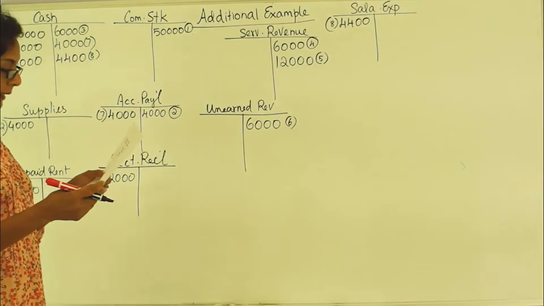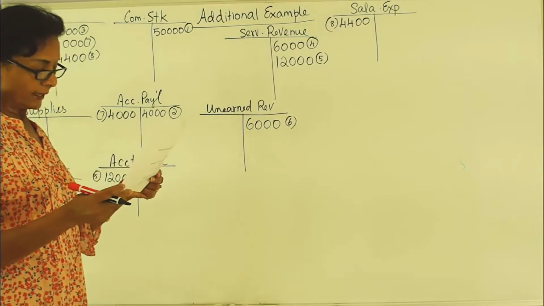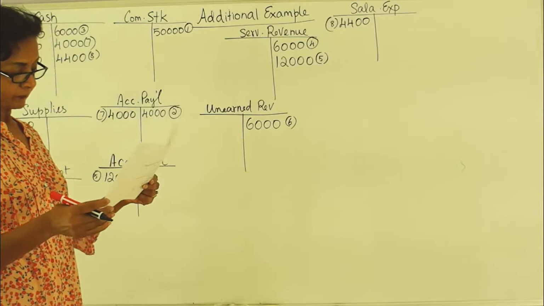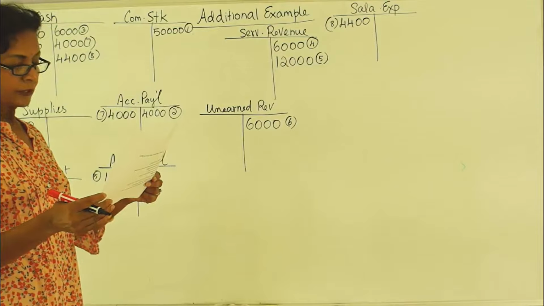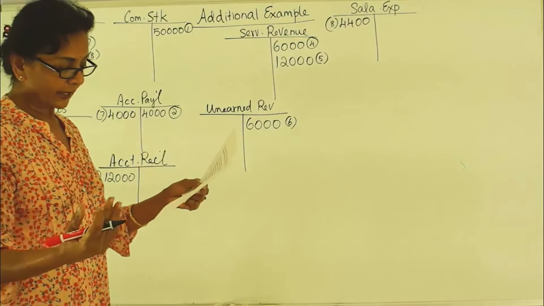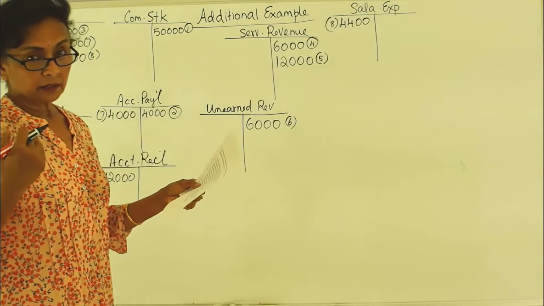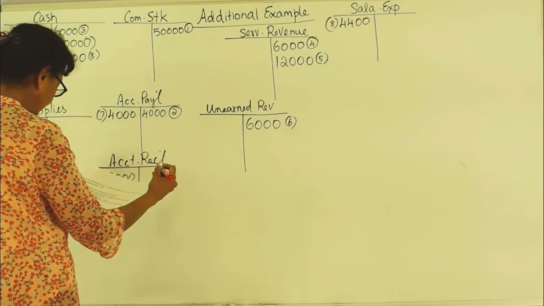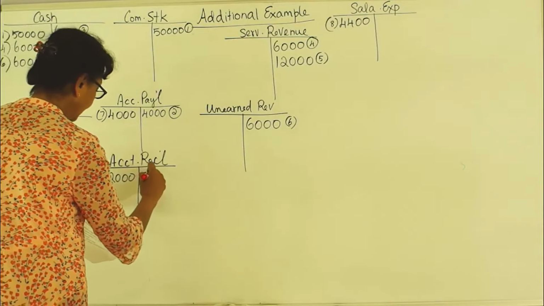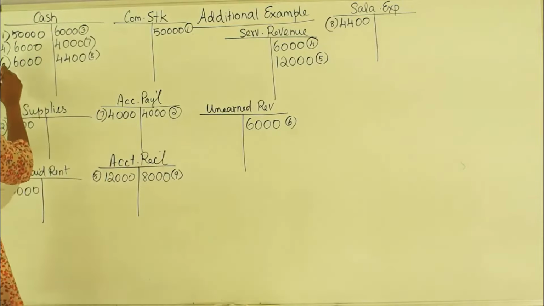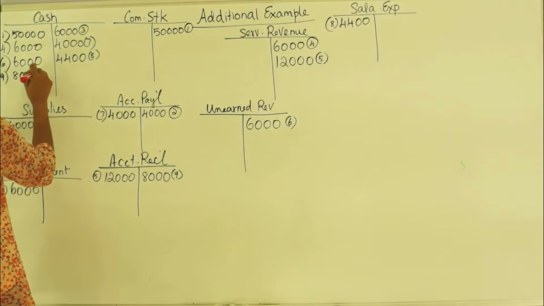Number 9, collected $8,000 from the client from transaction 5 above. It should be transaction 5 above. So here the company is collecting the cash from the receivable. So you credit accounts receivable 8,000 and you debit cash 8,000.